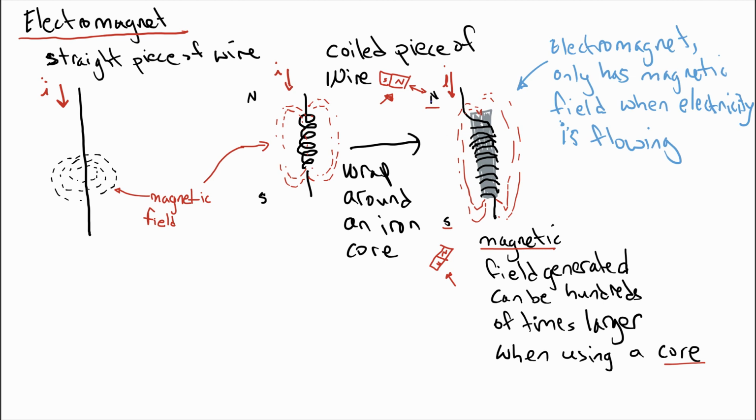And so I've drawn the north at the top and the south at the bottom, okay, when the current is entering in this direction. But if we put the current in the other direction, then this would become north and that would become south. So depending on which way the current is flowing inside of our electromagnet, the north and the south will flip, okay?